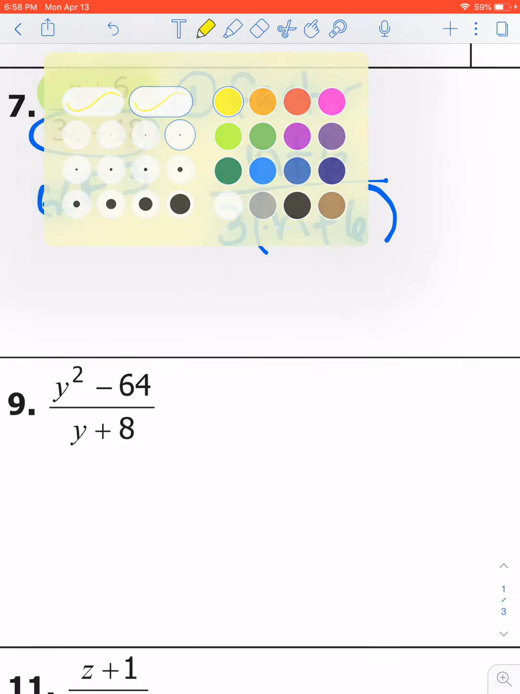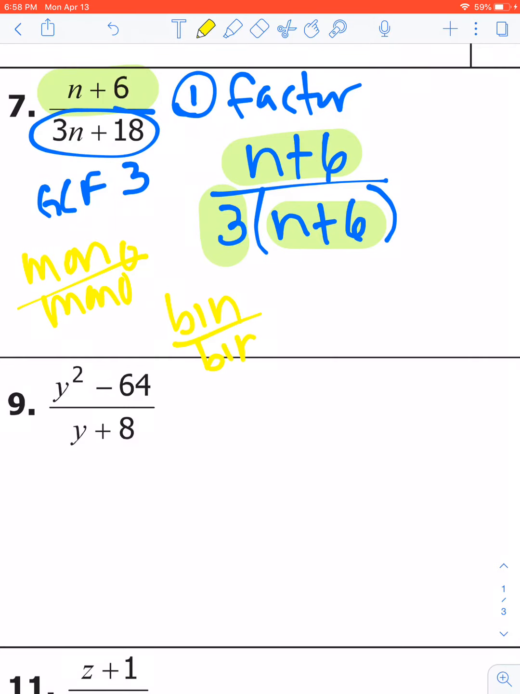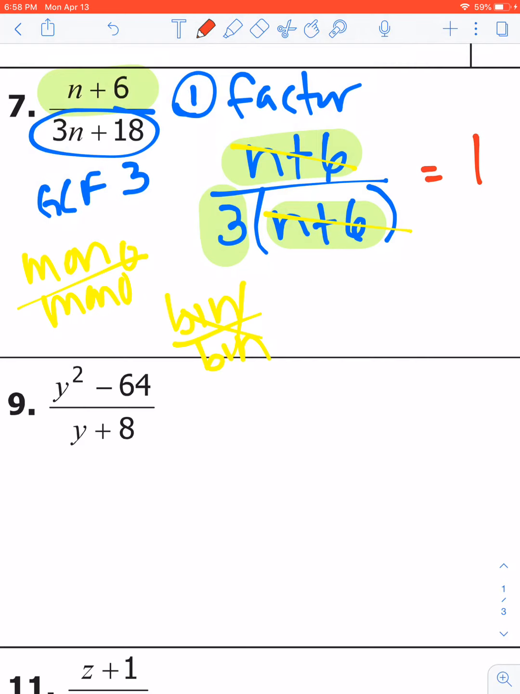Now, this is how I categorize. 3 is a monomial. N plus 6 is a binomial, and this n plus 6 is a binomial. A monomial can cancel out a monomial. A binomial can cancel out a binomial. Well, the n plus 6 are the same. They can cancel out, which gives me a final answer.